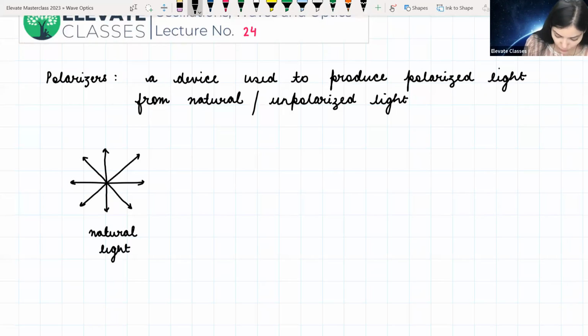Now I want to produce a polarized light. So if I want to make elliptically polarized, circularly polarized, or any other polarized light, the first thing I have to do is generate a plane polarized light from this natural light, right? So polarizer is a device which I will use. So now I will put a polarizer here.